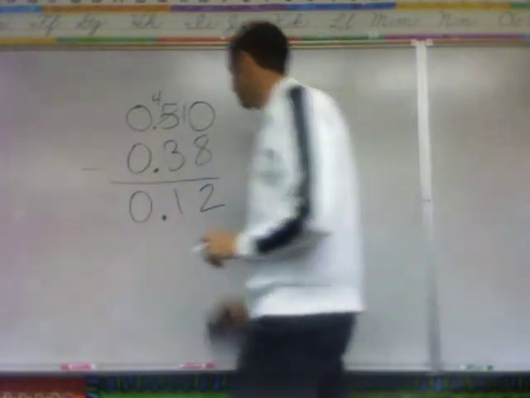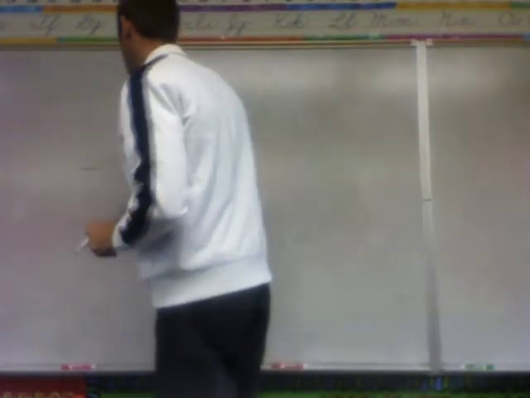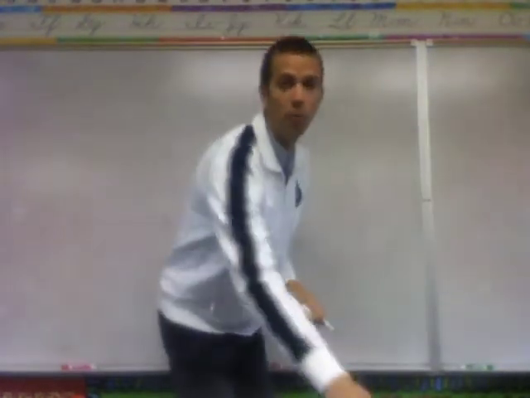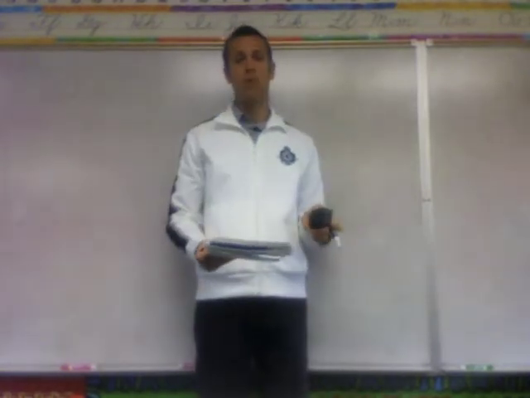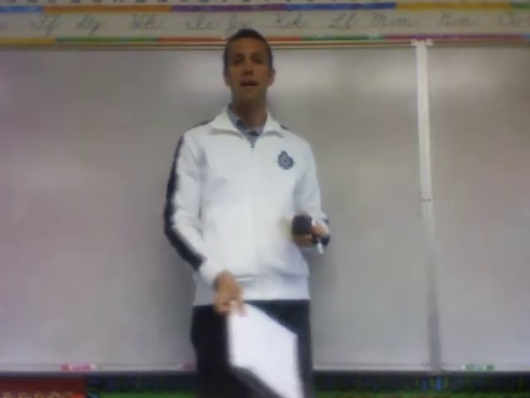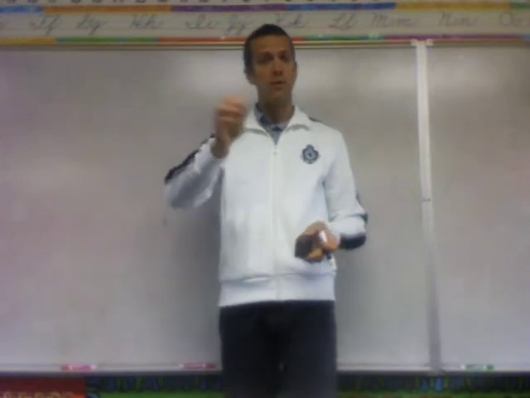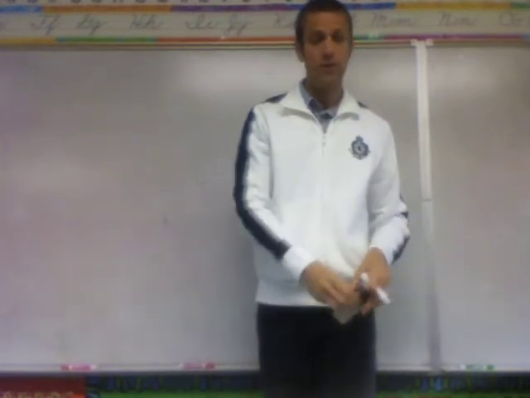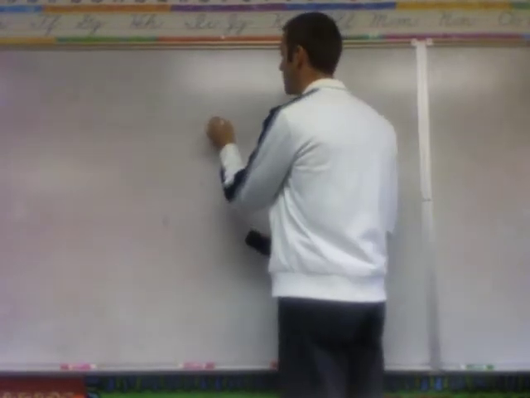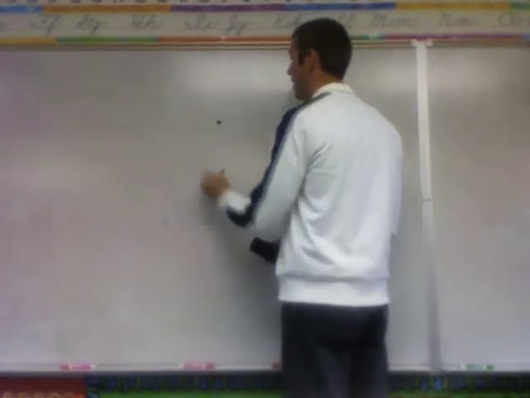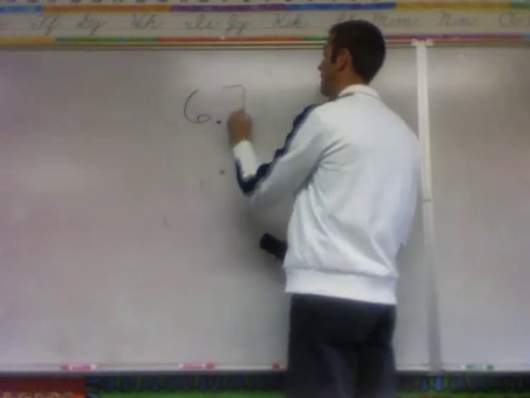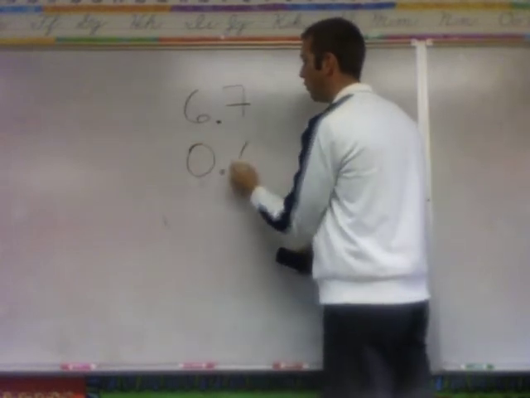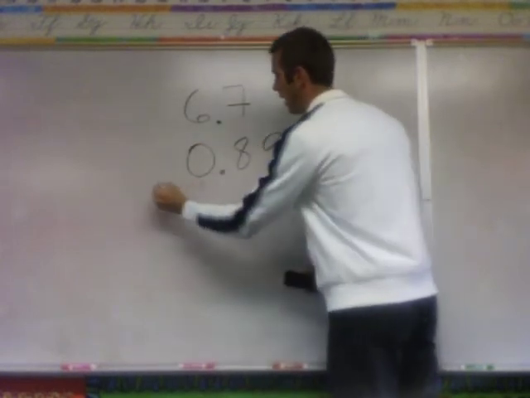All right, let's try it again. On your homework, number 3 is 6.7 minus 0.89. Whenever you add or subtract decimals, I always say, just place the decimals lined up for how many numbers there are. There are 2 numbers here. I'm going to write 2 decimals. The first one was 6.7. The second one was 0.89. And I will subtract.